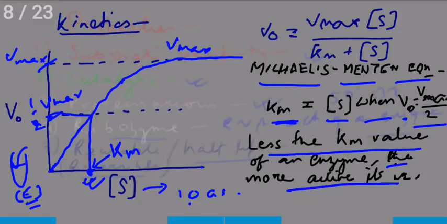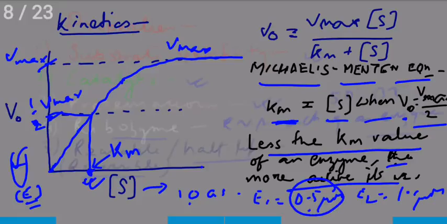For example, say an enzyme E1 has a Km value of say 0.5 micromole. An enzyme 2 has a Km value of say 1 micromole. Which enzyme is more active? This enzyme, because it reaches its half maximum value very early when the substrate concentration is merely 0.5 micromolar, whereas this enzyme reaches the same level when the substrate concentration is just double of this one. That is why this enzyme should be said to be slower.